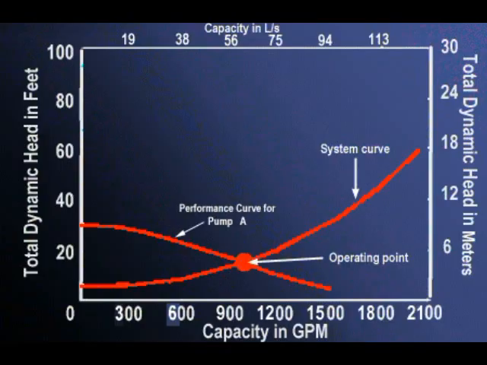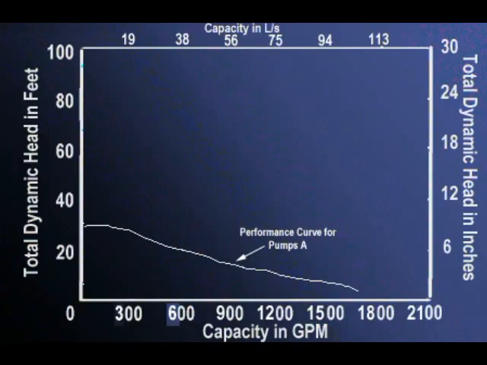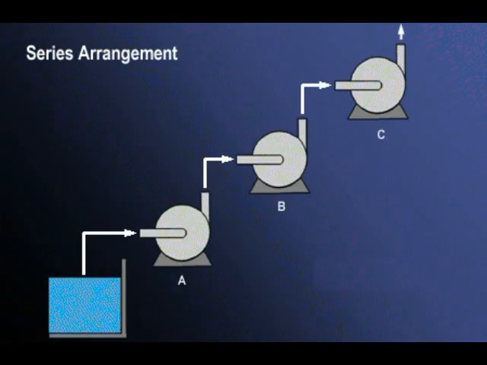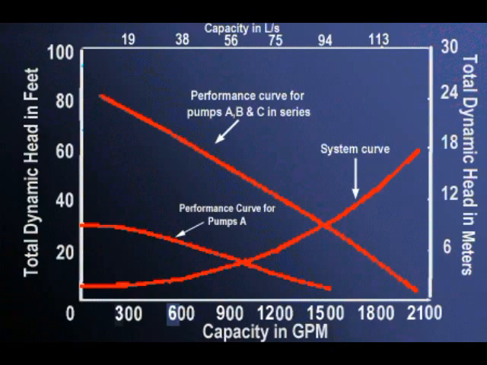Here is a performance curve for a single pump that can move 63 liters per second, 1,000 gallons per minute, at 5 meters, 16 feet, and which we will refer to as Pump A. Two other pumps, Pump B and C, identical to Pump A, are purchased. The three pumps are installed in series, as shown in this figure. Now the curve for pumps A, B, and C operating together has been added.